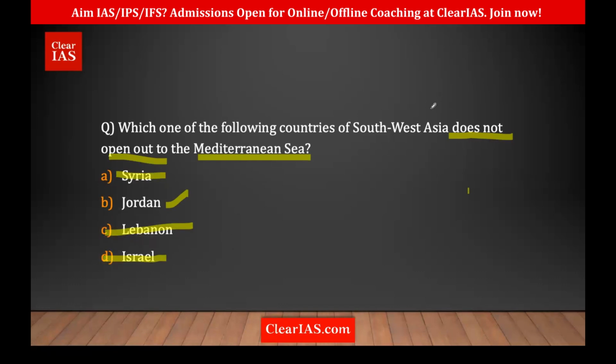The problem here is if you're not reading "does not" and you just see the first option, Syria, and then you directly jump towards Syria. And you know Jordan is not touching. So that will happen. So read all the options, and read the questions properly. So the answer here is Jordan. You can see that repeatedly UPSC has asked questions from this region.